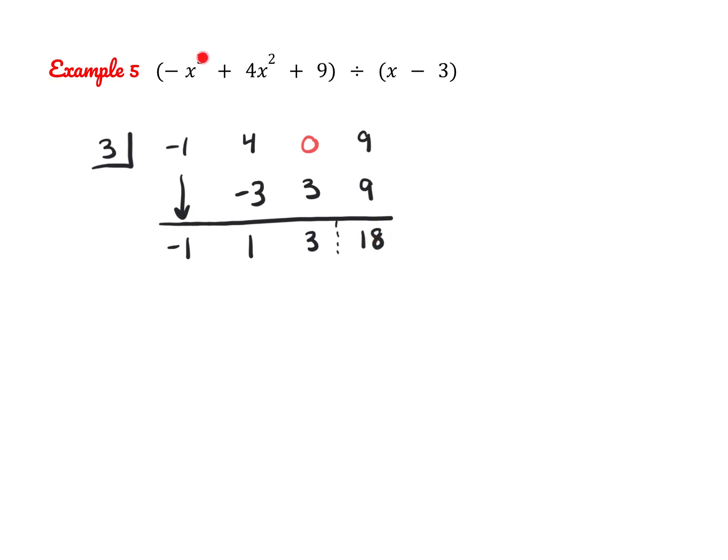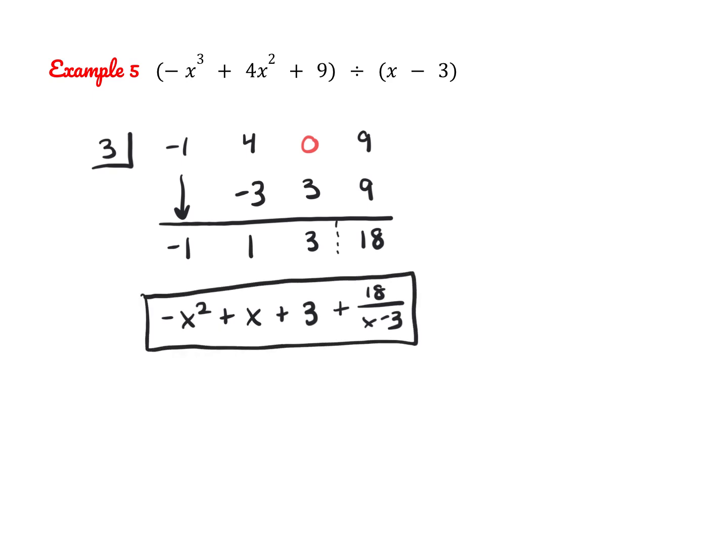So our original function is x cubed. That's the degree is 3. So for our answer, it's going to be x squared. So negative 1x squared plus 1x. Remember, if the coefficient is 1, we don't usually write it. And then our constant is 3. And then plus the remainder over the divisor.